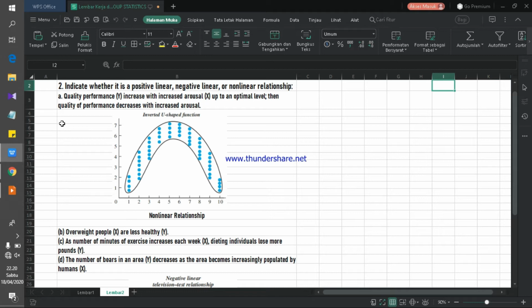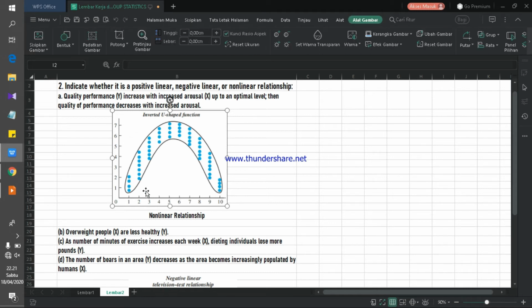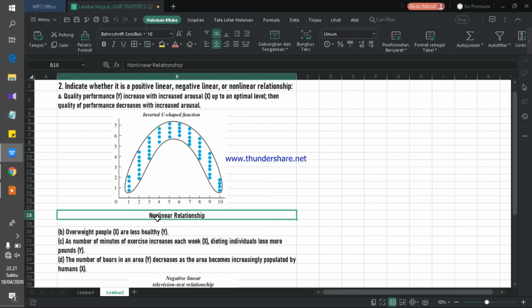The question is, the quality of performance Y increases with increased arousal X up to an optimal level. Then quality of performance decreases with increased arousal. So, I put the illustrations of the graphic here, as we can see, and then here's the answer. So our group's answer is nonlinear relationship. Why? Because, let me explain.